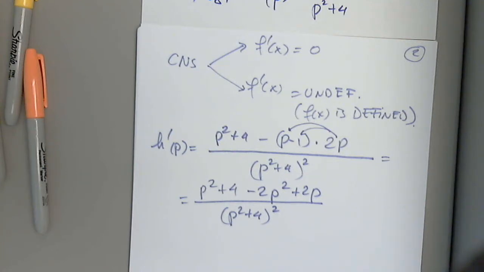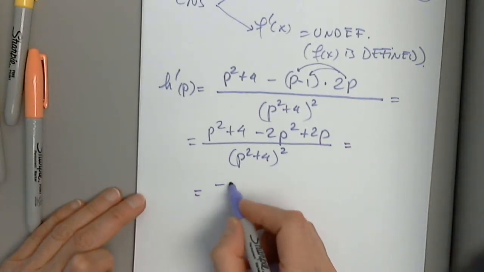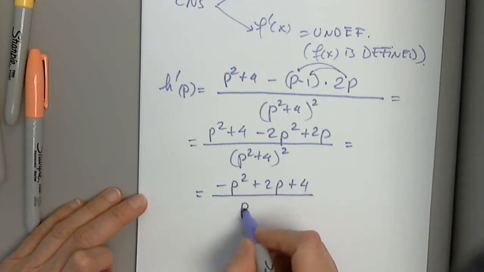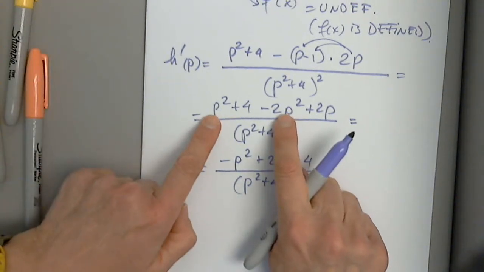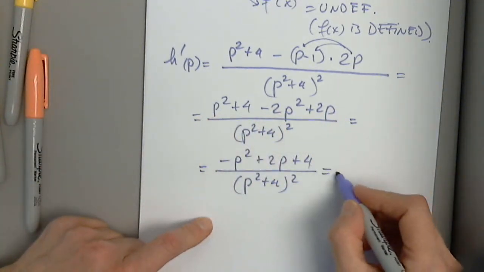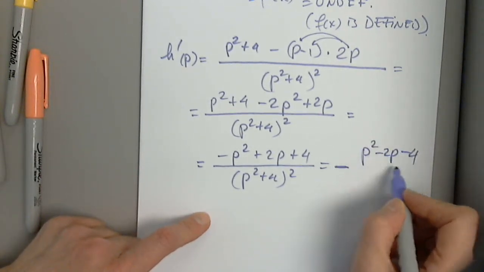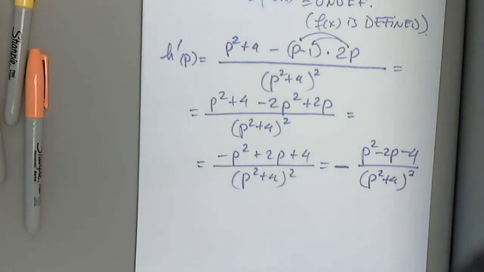Yes? Good. Now we continue simplifying, and we get negative p squared plus 2p plus 4, everything over p squared plus 4 squared. Combining like terms, and then 2p and then 4. Of course, I will factor out negative 1. And then I get p squared minus 2p minus 4 divided by p squared plus 4 squared. Always try to simplify the expression, whatever you get. And if there is a negative leading coefficient, take it out.